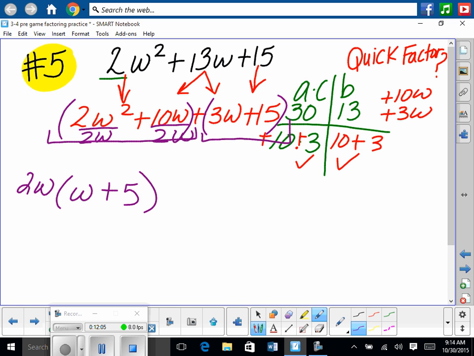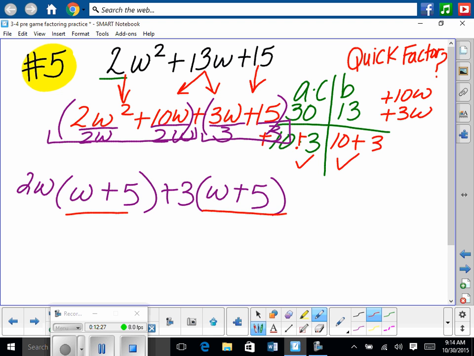In this group, what's the greatest thing we have in common? Positive 3. So we're pulling out positive 3. Then left inside, go back through, divide each thing by what you factored out. 3w divided by 3. 15 divided by 3. Positive 5. Now you have a safe haven. Check it. Are we safe? Safe haven is the same. So we're safe. We've done this correctly.